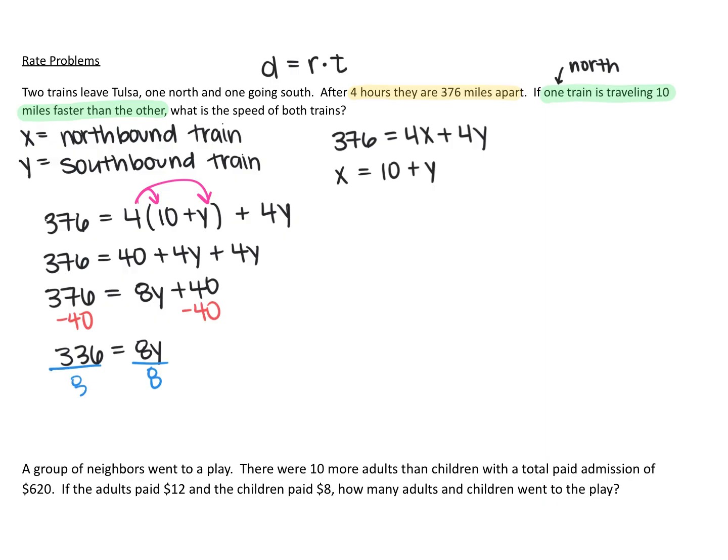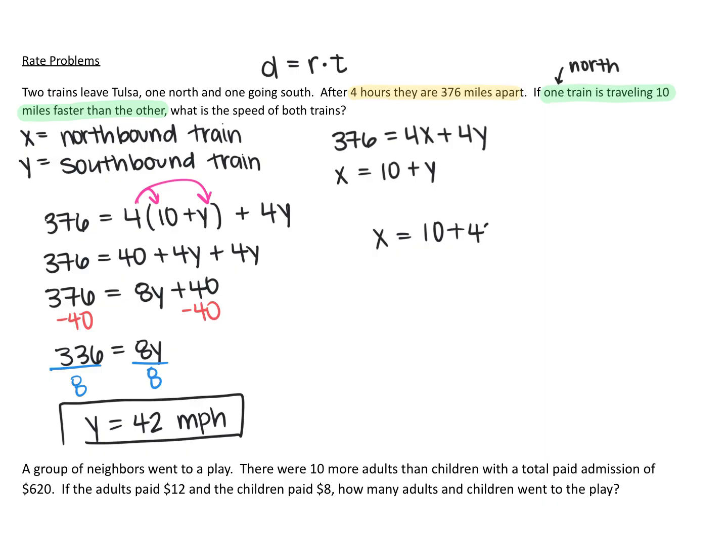Divide both sides by 8. And we get that y equals 42, and then my units here are going to be miles per hour. So to solve for my other train, the northbound train, we'll just do 10 plus 42. So x is going to be 52 miles per hour.